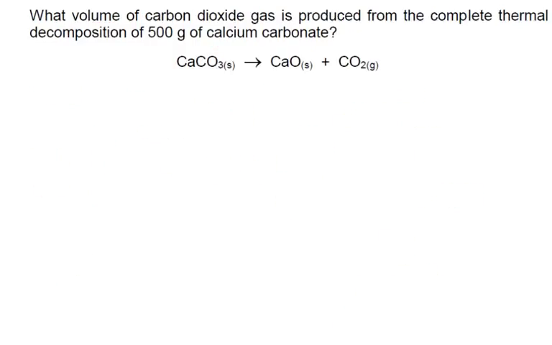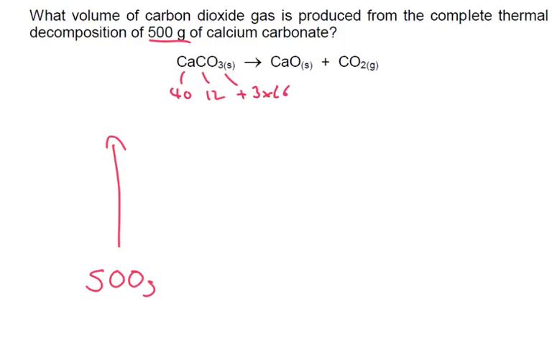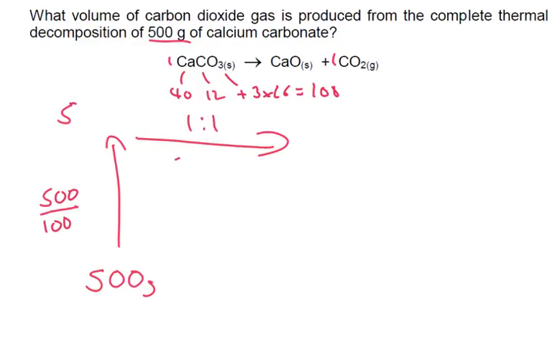What volume of carbon dioxide gas is produced from the complete thermal decomposition of 500 grams of calcium carbonate? So we're starting off with a mass of 500, and we want to know how many moles we've got. So what's the molar mass of calcium carbonate? Well, calcium is 40, carbon is 12, and then we've got 3 times by 16. Add these all up together and we get 100. So 500 divided by 100 is 5 moles. If we look at the ratio, it's a 1:1 ratio. That makes life nice and easy. So 5 times by 1 divided by 1, well, that is just 5.